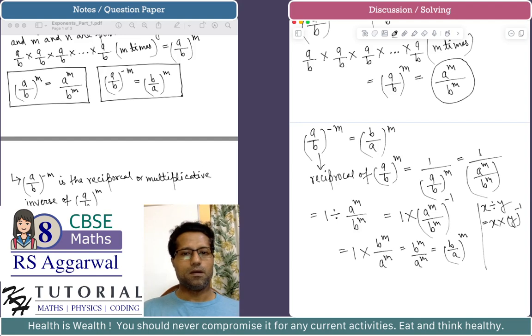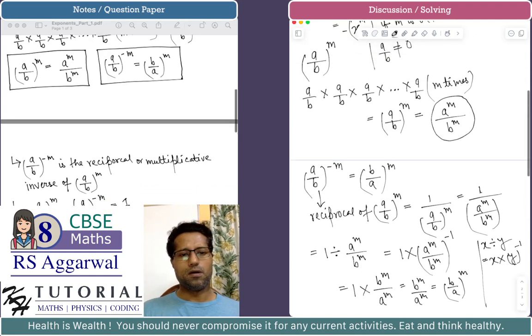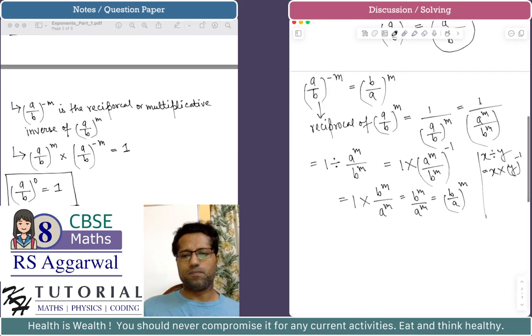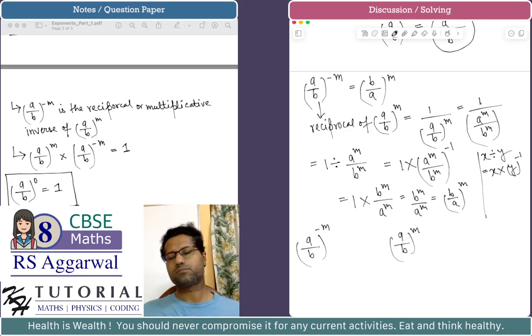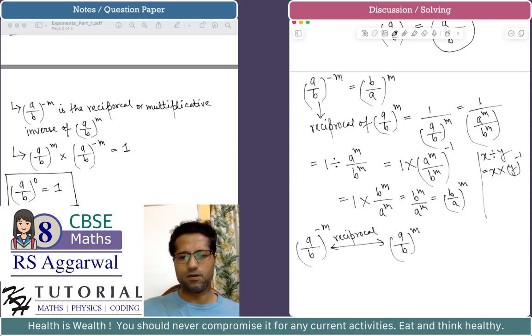Okay. Now, a by b raised to the power minus m and a by b raised to the power m are reciprocal of each other, or multiplicative inverse of each other.